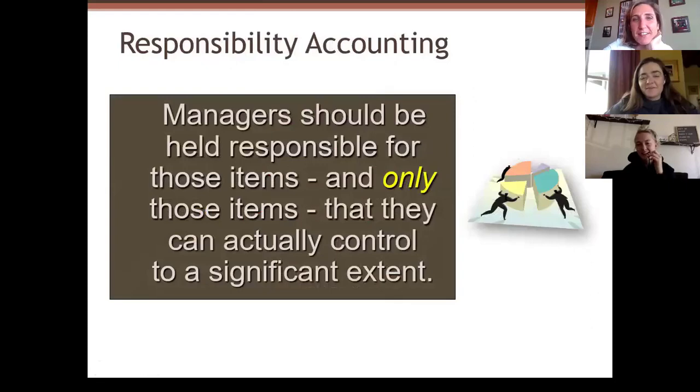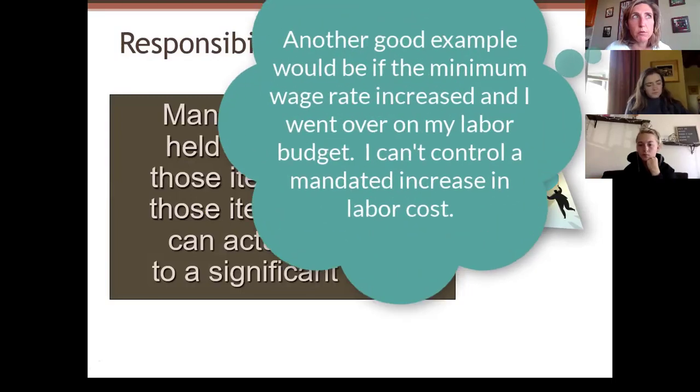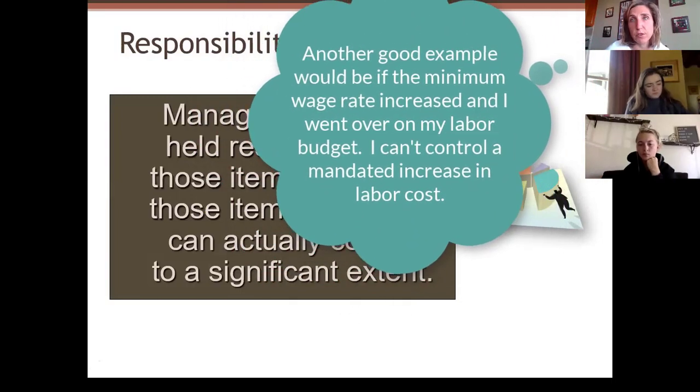So this is pretty self-explanatory, and it talks about how you should really only be held accountable for things that you can control. Responsibility accounting says, if I'm in charge of the accounting department, I should be responsible for their budget. I'm not responsible for the human resources budget or the advertising budget, right? I have to be in control. I have to be held accountable for only things that I have influence over, that I could change.